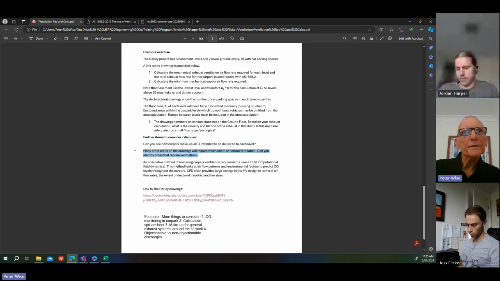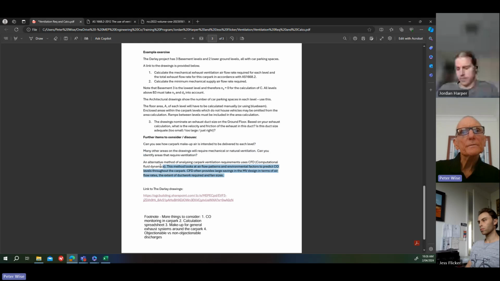You'll see many other areas on the drawings that require mechanical or natural ventilation. In this case, probably mechanical, but there might be some natural up on the ground floor. Can you identify areas that require ventilation? This is just to think about. Don't go to too much trouble with this. Just get it in your mind, because when you're doing a design, you need to think about these things.